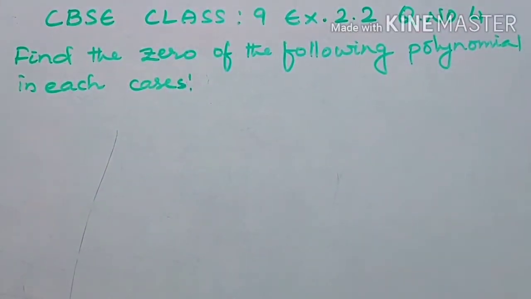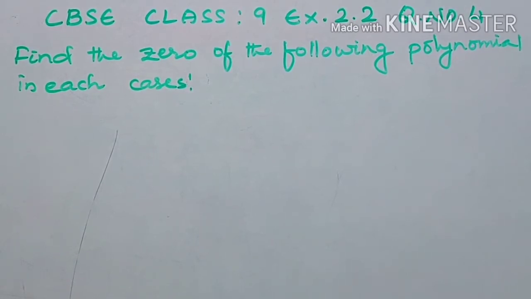Today in this video we are going to discuss class 9 CBSE exercise number 2.2 question number 4. The question is asking: find the zero of the following polynomial in each case. As already we have learned, if the polynomial is a linear polynomial, we will have only one zero; if the polynomial is quadratic, we will have a maximum of two zeros; and if the polynomial is cubic, we will have a maximum of three zeros.